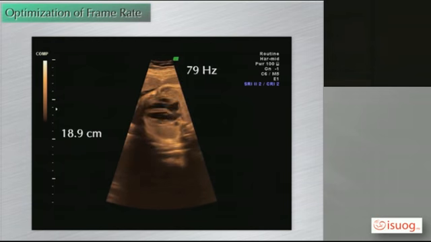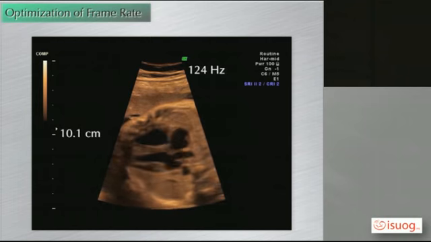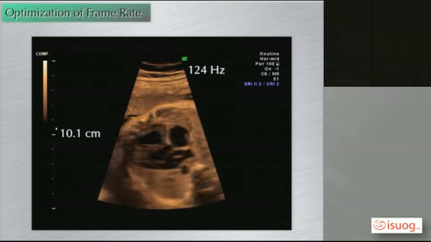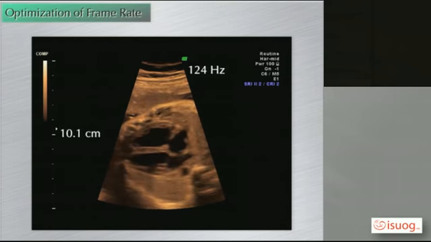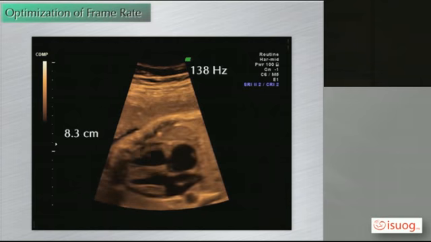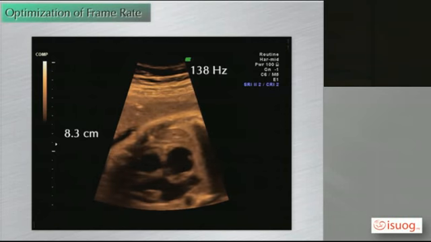By decreasing the depth further, the frame rate increases to 79 Hz, or 79 frames per second. Further decrease in the depth to 10.1 centimeters increases the frame rate to 124 Hz, or 124 frames per second. Finally, with a depth setting of 8.3 centimeters, the frame rate is 138 Hz, or 138 frames per second.